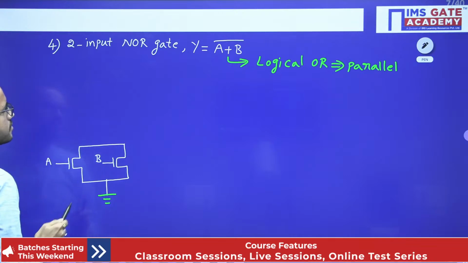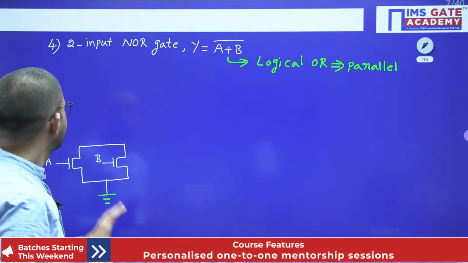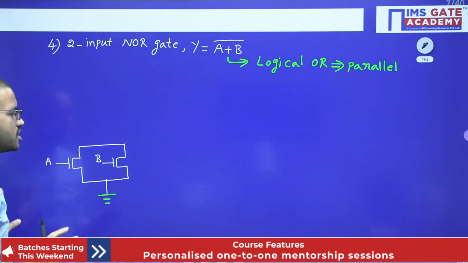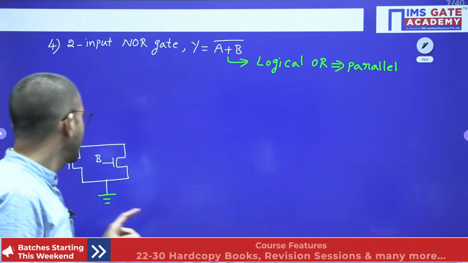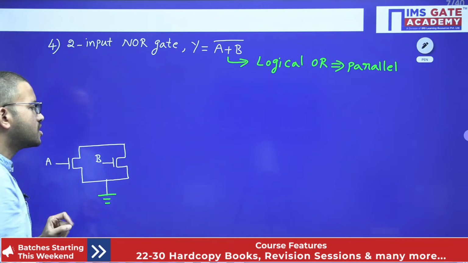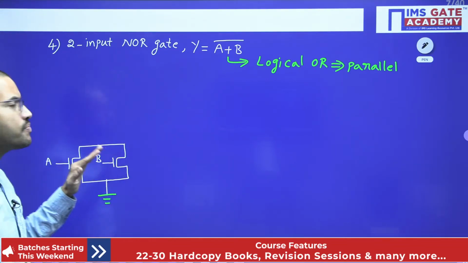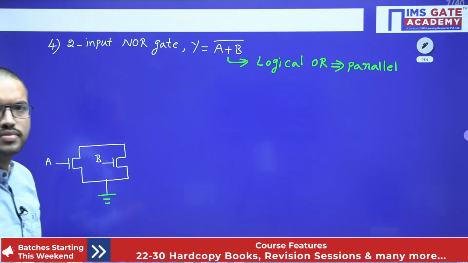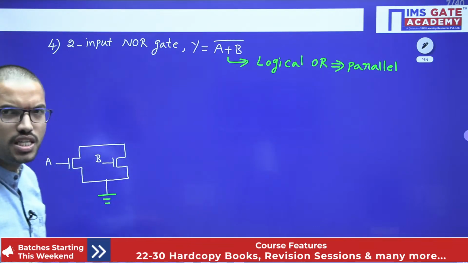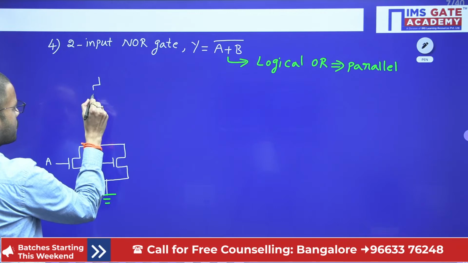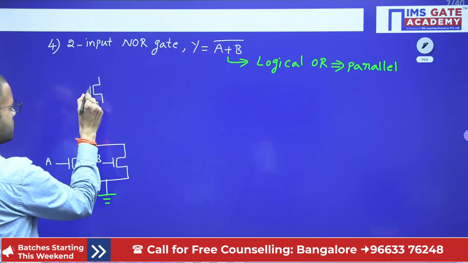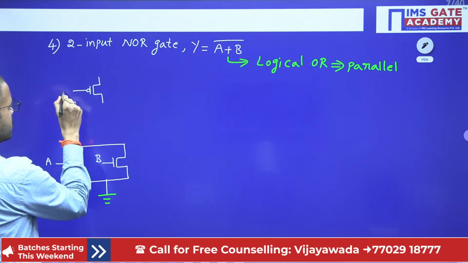Now we have connected two NMOS transistors in parallel. So obviously we require two PMOS transistors. Since we have connected two NMOS transistors in parallel, now tell me how we will connect PMOS. We will connect PMOS in series, that's all. We will connect two PMOS transistors in series.